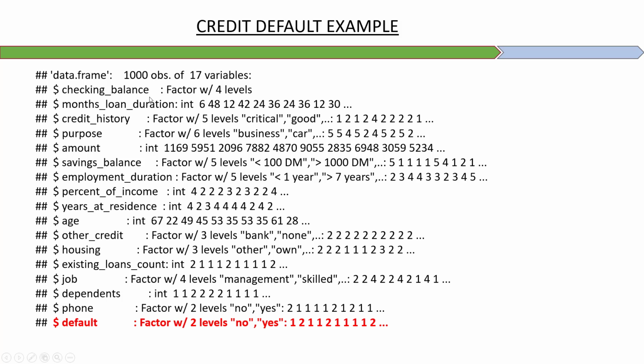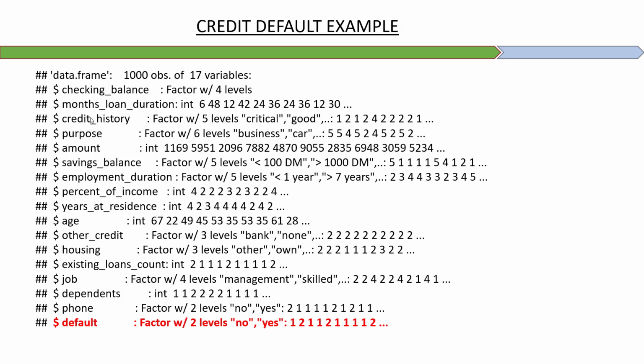For these 1,000 observations, we have 16 different features that help us make the decision. And we are going to predict the last one here, shown in red, the default, whether the customer is likely to default yes or no, based on these 16 different features or variables. The different features for each loan or each observation are checking balance, how much checking balance that the customer has. We use this as a factor with 4 different levels.